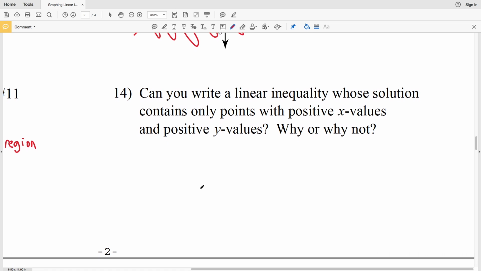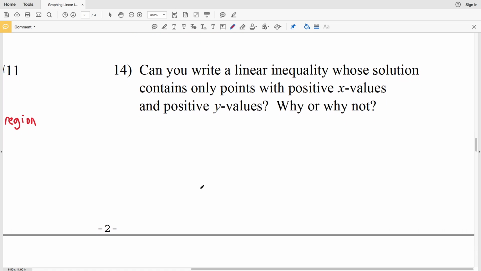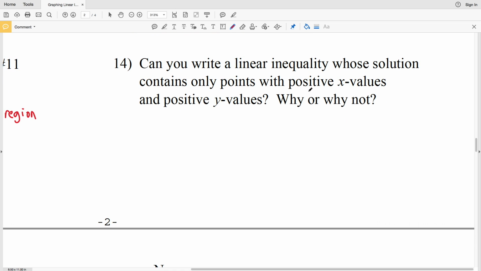For number 14, it asks, can you write a linear inequality whose solution contains only points with positive x values and positive y values? Why or why not? So looking at our coordinate system, positive x values and positive y values are only in the upper right quadrant, quadrant number 1. So it is not possible to write a linear inequality because since it's linear, it's a line, and a line continues on in whichever direction it's drawn.